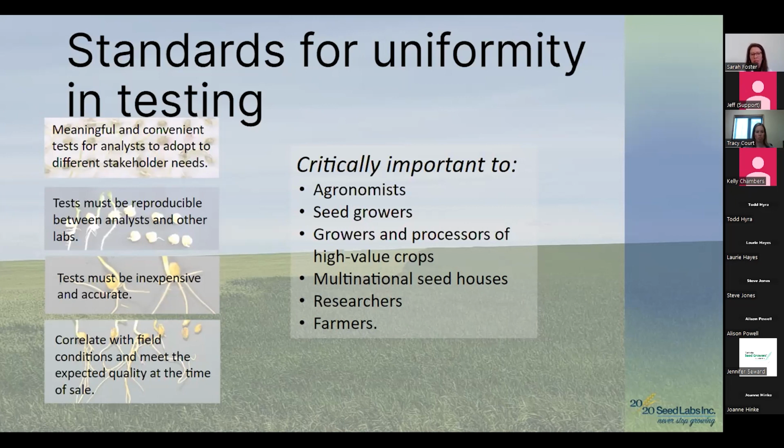And fundamentally, it has to correlate with field conditions if we're talking about vigor, but to some extent also with germination. When we sell seed in Canada, we have to meet the germination standards at time of sale. So there is a shelf life essentially for germination, and it's important that we're testing close to the time of sale. All of the tests that we do, regardless of purity or germination or vigor, are critically important to our customers, such as agronomists, seed growers, growers of high value crops, multinationals, researchers and farmers. We all touch on working with these folks.